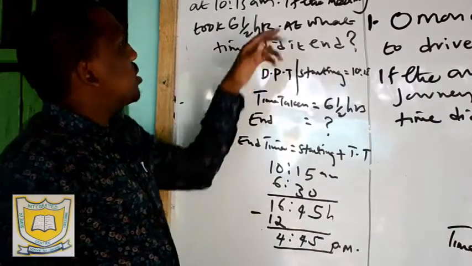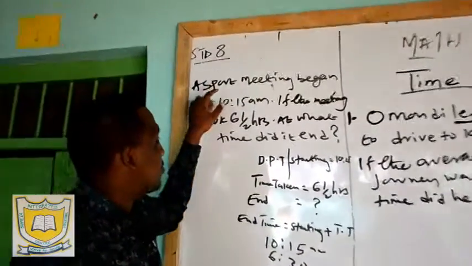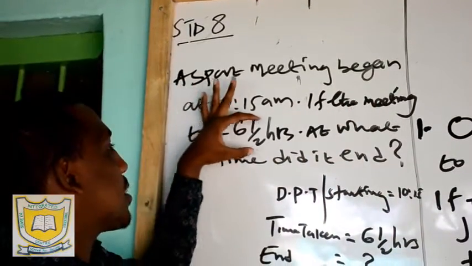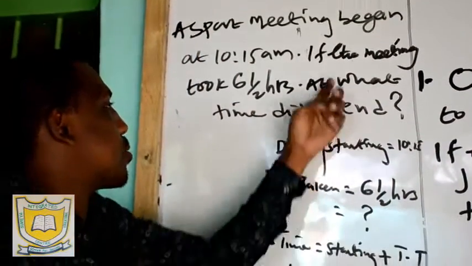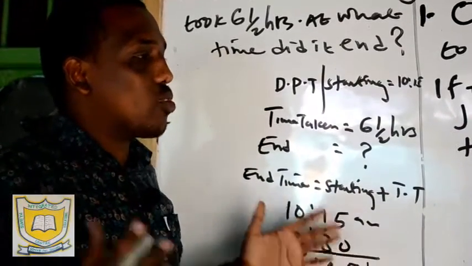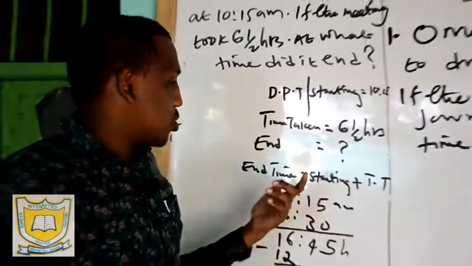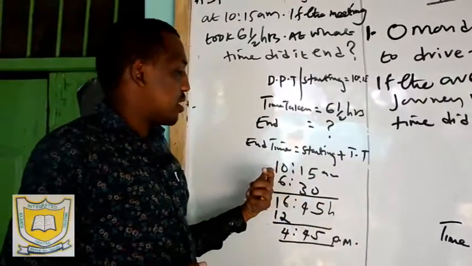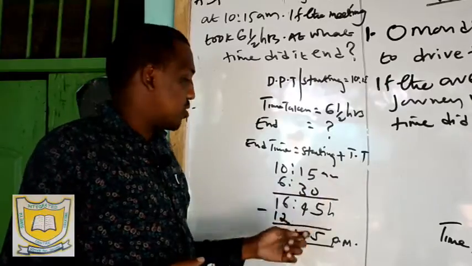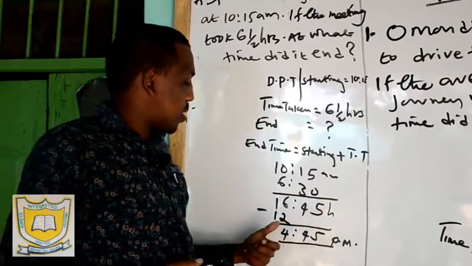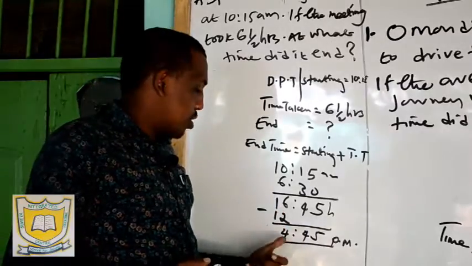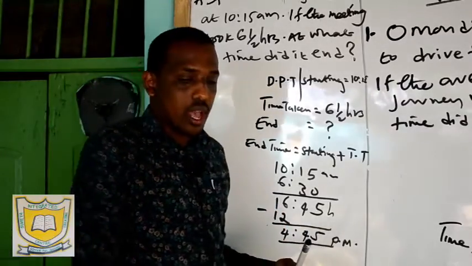You are told the meeting began at 10:15, the starting time, just like the departure time. If the meeting took 6.5 hours, at what time did it end? The end time is found the way we did the other one. When talking of the vehicle, we had departure time and time taken. So starting time plus time taken: 10:15 plus 6 hours 30 minutes, you get 16:45 hours in the 24-hour clock system. Changing into PM, you get 4:45 p.m.